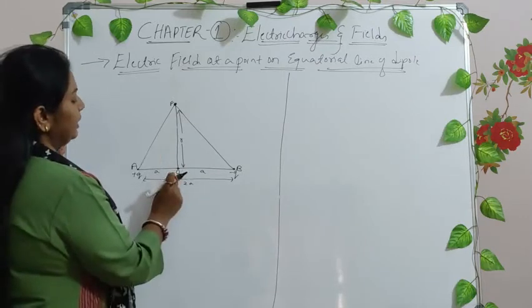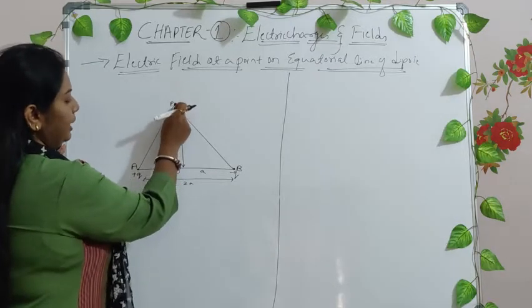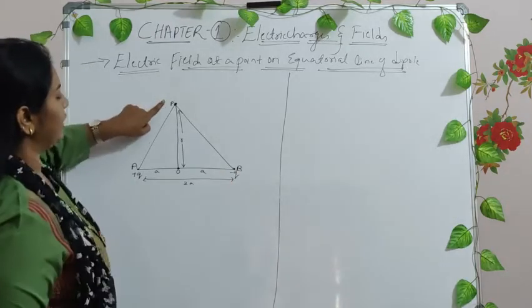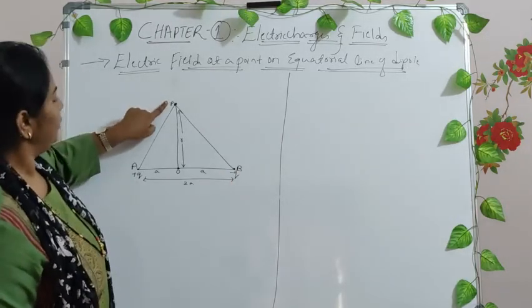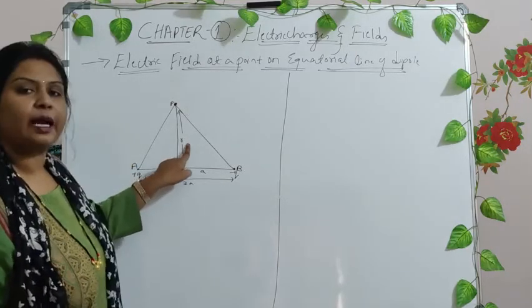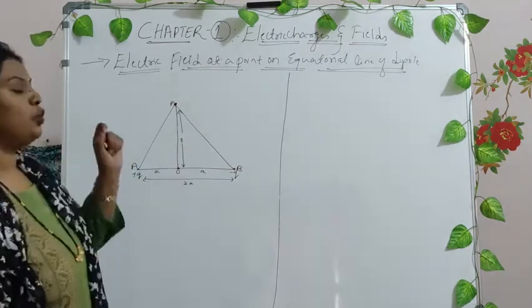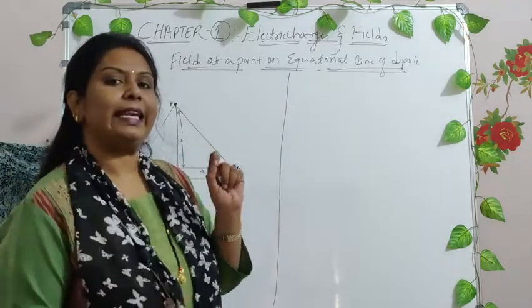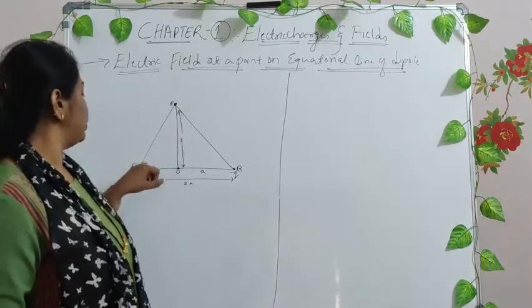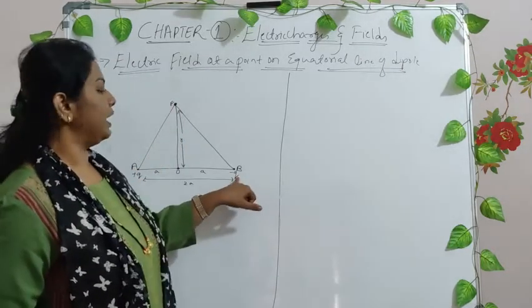Right? From the center, you draw an equatorial line. A line perpendicular to this particular axis will be called the equatorial line. Now, which is the equatorial line? PO is the equatorial line. And what is the distance between them? It is r, right? Now you have to find out what is the electric field at this particular point P, due to the positive charge q and also due to the negative charge q.